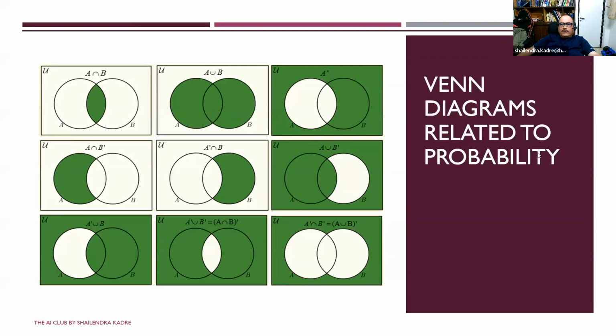You should not be worried. These are called Venn diagrams of probability. So you see A intersection B, everybody understand? A union B, you understand? Now A dash union B.